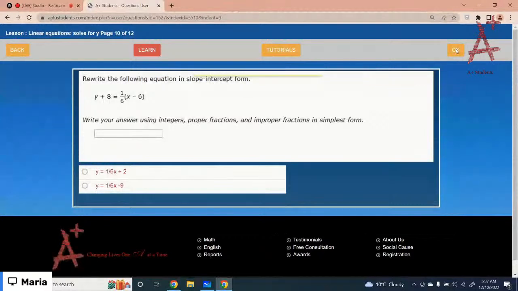Okay, y plus 8 equals 1 by 6 times x minus 6. So it would be 1 minus negative 1, it would be 1 over 6x minus 9. Got it? Just select the correct option and then click on the OK button.